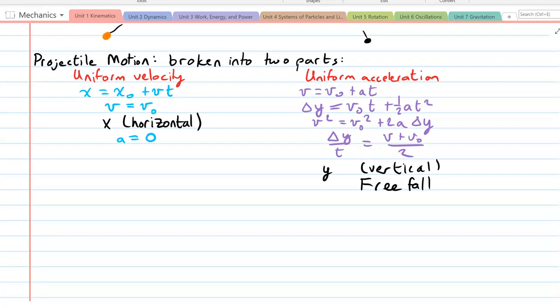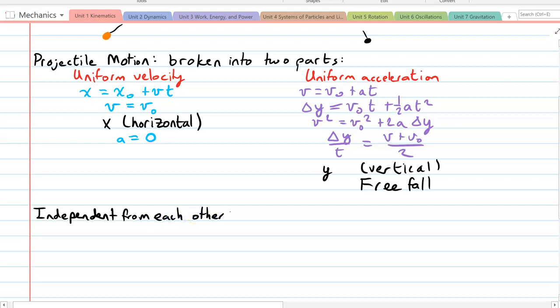The thing is that even though they're broken down into 2 parts and they're kind of independent from each other, so let me just write that, independent from each other, meaning that the vertical stuff won't at all affect the horizontal, and then same with the horizontal. It will never affect the vertical. Even though they're independent from each other, they are linked by 1 kinematic variable, and that is time, right? We arrived at the destination, horizontal and vertical, at the same time, no matter what.